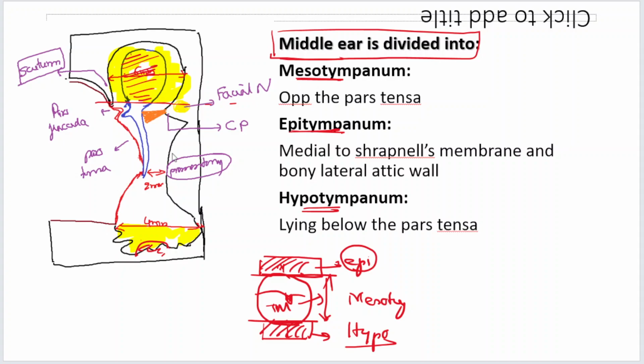So to put it in perspective, this is the promontory, the medial bulge. We will come to that. This is the tympanic membrane. This is the handle of the malleus, which is fixed in the fibrous layer of the tympanic membrane. This is the processus cochleariformis.